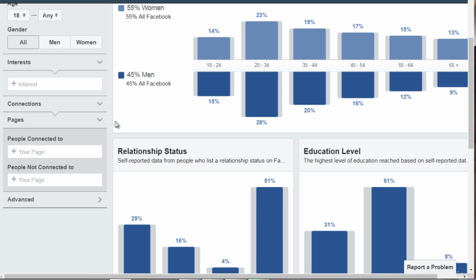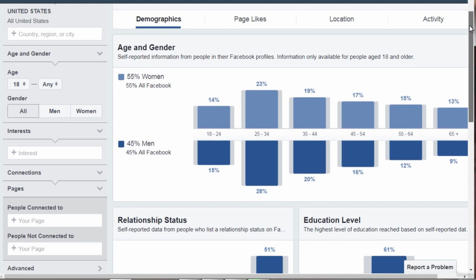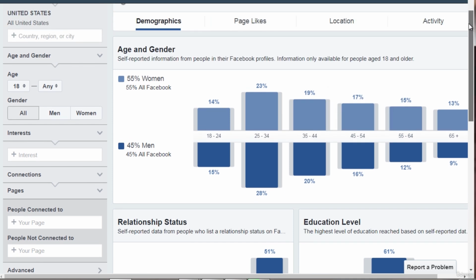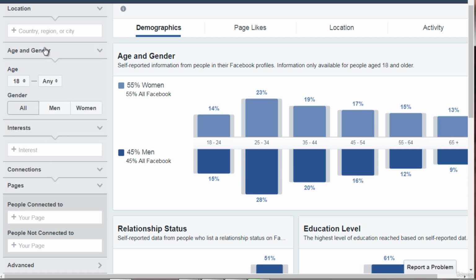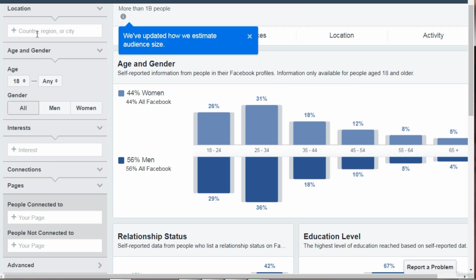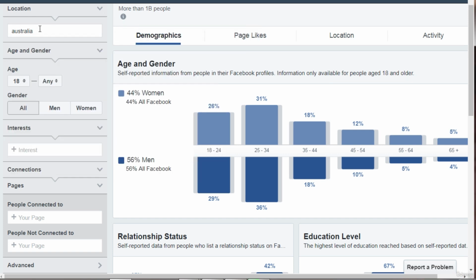Now, if you don't have a page, no big deal. I'm going to show you how to use a tool so that you can find the right information about the person that you're trying to target. Okay, so up at the top, we have location. I'm going to keep it at United States, but if you click this X here, you can actually change it to something else like Australia. But in this case, we're going to do United States.